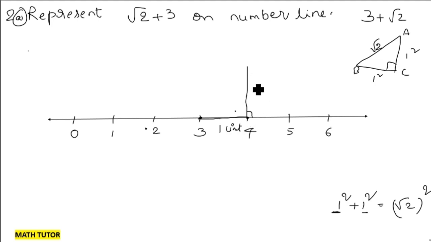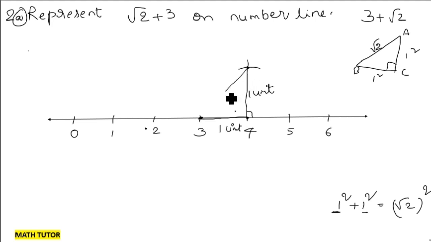So this is a perpendicular line. Exactly, I have to take 1 unit. How much does 3 to 4 measure? That's 1 unit. Same thing I have to take here. Take a compass and cut an arc here. This is exactly 1 unit.